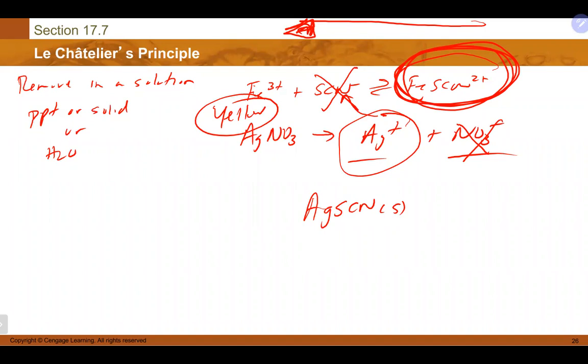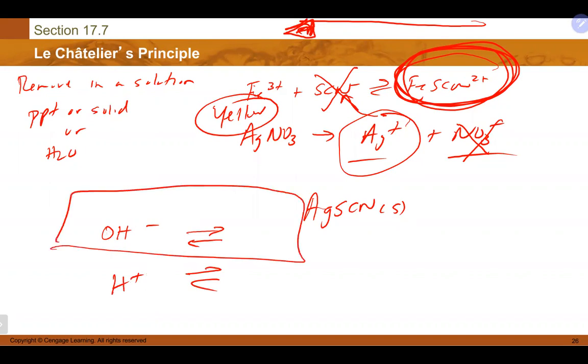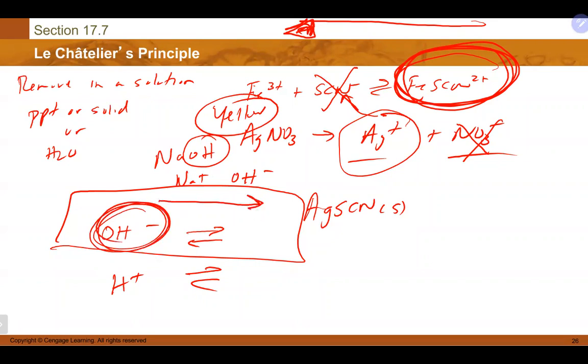So that's a very common way to remove something from solution: add something that's not in the reaction, but if it did react, it would make a precipitate. The other way is if you have hydroxide or even H+, you could add an acid or a base and make water. For example, I think you did the one with chromate that had hydroxide on one side. If you first added a bunch of sodium hydroxide, which is a source of sodium ions and hydroxide ions, that means you're adding more reactants, which kicks off the forward direction and causes more products to be made. And you would see it go, I think, orange on that side of the reaction.